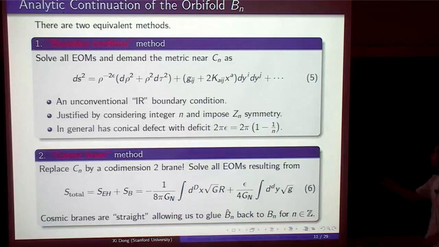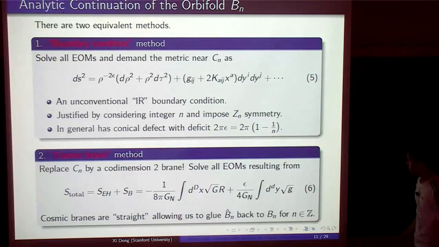There's another way to think about this, which is sometimes more intuitive but is actually equivalent: we observe that we can replace the conical defect by a dynamical cosmic brane. The cosmic brane is codimension 2 and has the right tension to create the right conical defect. So in this case, it has a tension proportional to epsilon. Here I'm writing out the action, which is the Einstein-Hilbert action in the Euclidean signature, plus the tension of the cosmic brane. And we simply solve all the equations of motion. Let the brane fluctuate and back react on the geometry. The claim is, at the end of the day, you're going to get the same thing as the previous method. And this is just a way of getting what the b-hat geometry is.